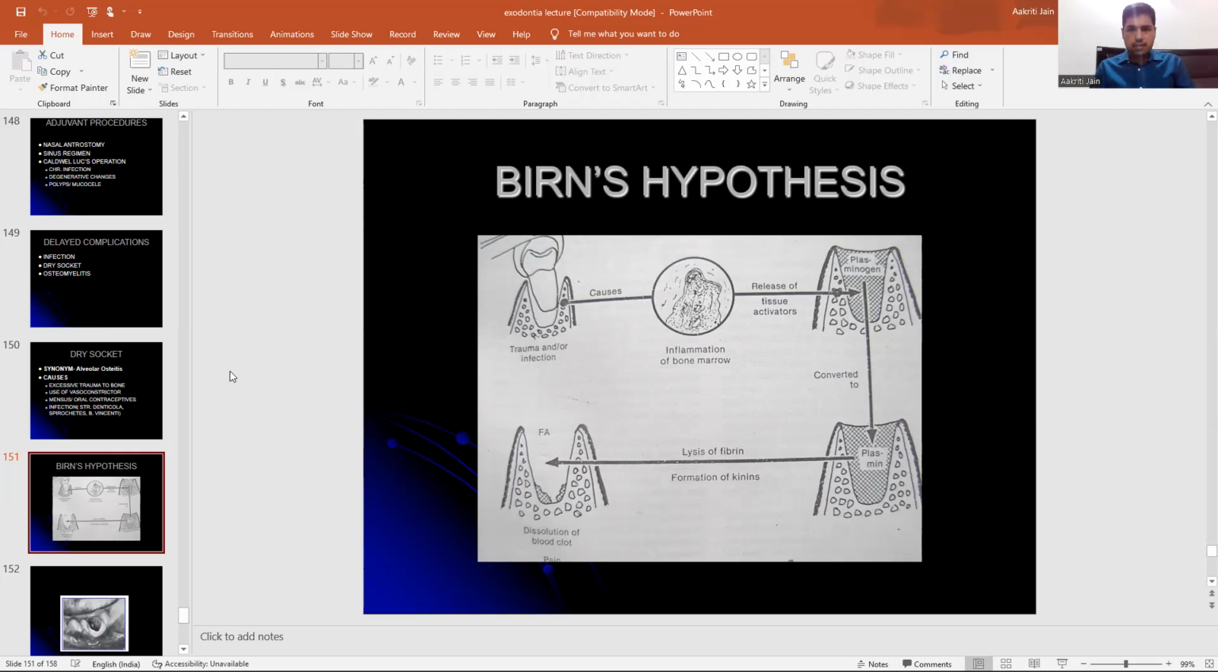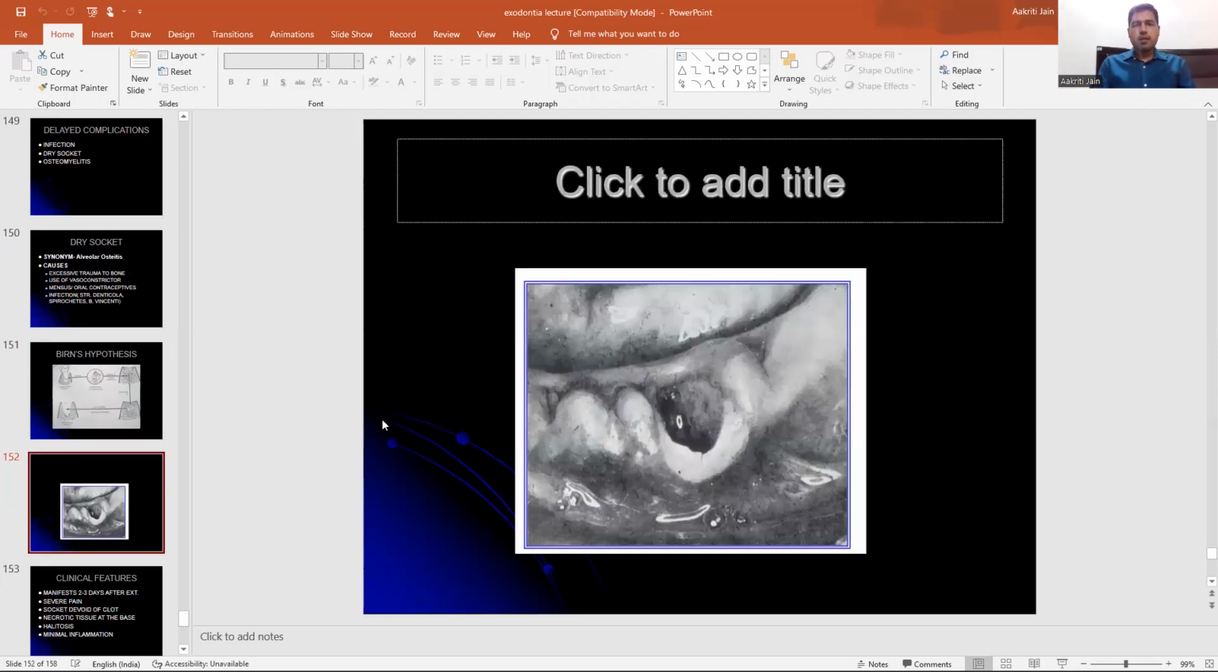After the extraction, during the trauma, inflammation of the bone occurs, which causes the release of tissue activators, and plasmin is formed. This lyses the fibrin and leads to the formation of kinin, causing destruction of the blood clot, leading to the dry socket. This is the clinical picture of a dry socket.